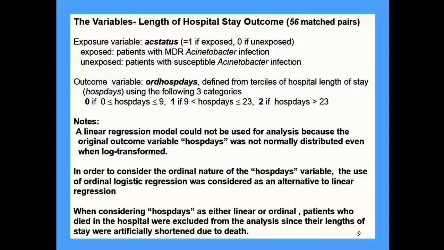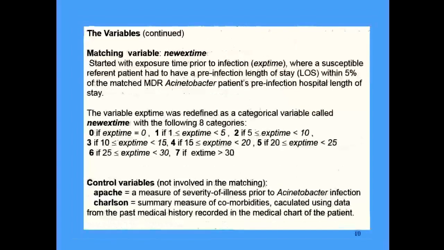Now, hospital days is a continuous variable, so why didn't we just do linear regression? It turns out that when Rebecca tried linear regression, she found that hospital days wasn't normally distributed. She tried to transform it, and it still wasn't normally distributed. So we said, let's not do a continuous model. Let's take this variable and put it into categories. We defined these ordinal categories, and that's why it was done that way. So that's the variable ordinal hospital days.